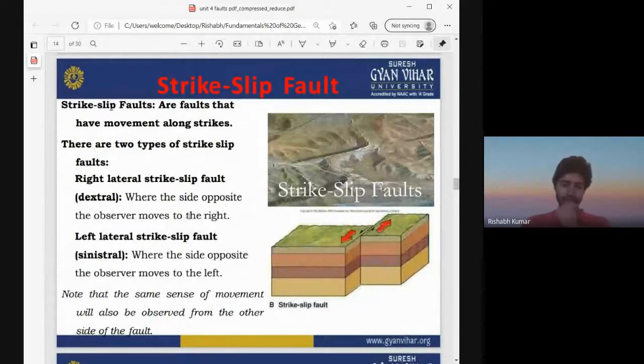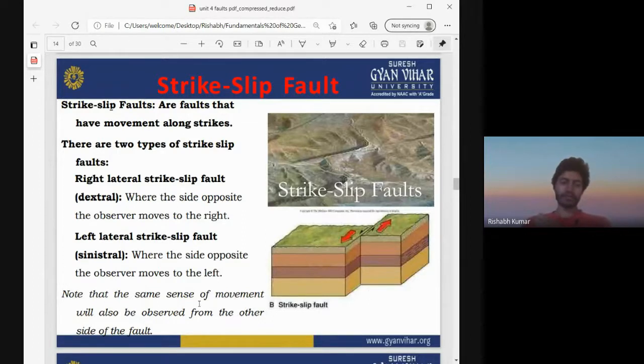What is a right lateral slip fault? Where the side opposite to the observer moves to the right. And then comes your left slip fault, where the side opposite to the observer moves to the left. Okay. तो ये कौन सा आपका, it is also known as sinistral, right. So in this case if you are here, if you are on this side, then it will be your left lateral strike slip fault, right?